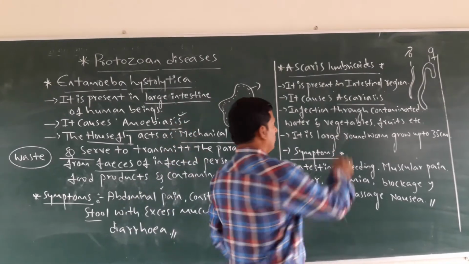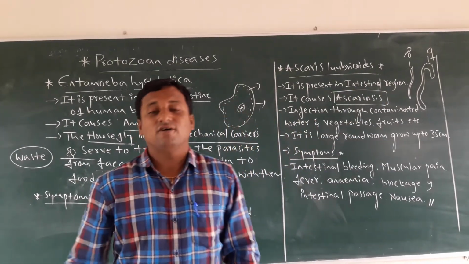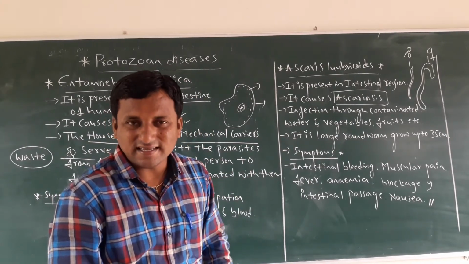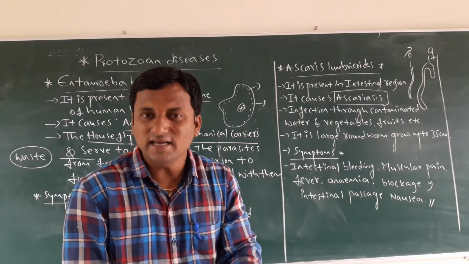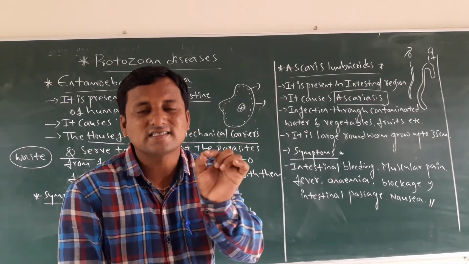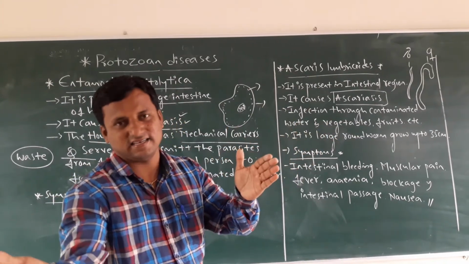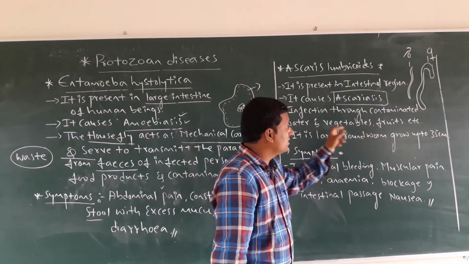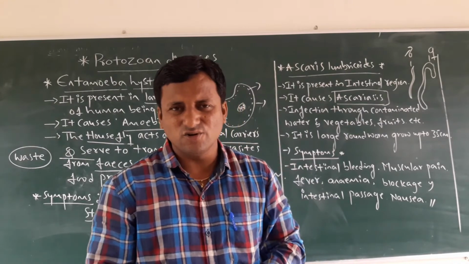This is very important, and you must remember it. It causes the disease ascariasis. Ascariasis is a disease caused by the pathogen Ascaris lumbricoides. Must remember Ascaris, ascariasis. Next, infection through contaminated water, vegetables, fruits, etc. It can also infect in the same way.